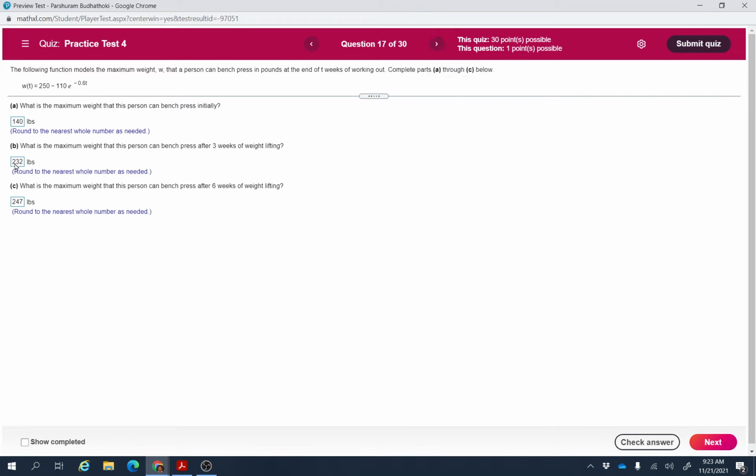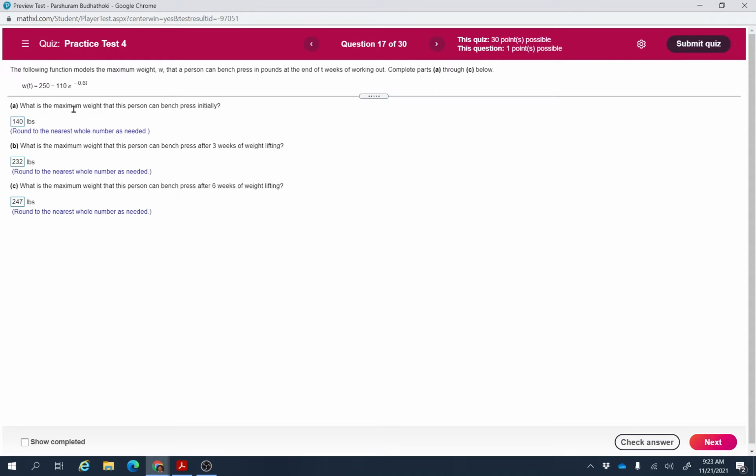This problem I already have the answer for, but I'm just going to explain it to you. You have a function which is a weight function that depends on time. The following function models the maximum weight W that a person can bench press in pounds at the end of T weeks of working out. Okay, complete parts A through C.